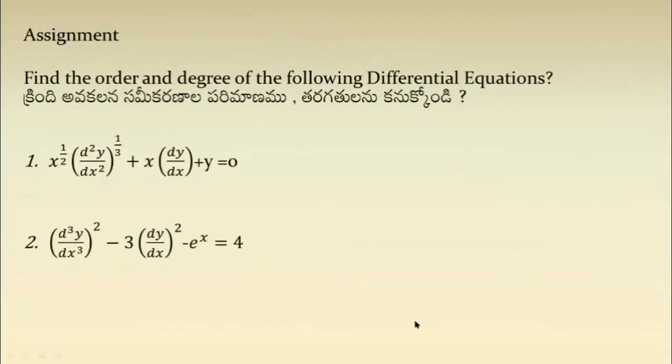Now we have some assignment. Find the order and degree of the differential equations. First example: x power half into (d²y/dx²) whole power 1/3, plus x into dy/dx, plus y is equal to 0. Second one: (d²y/dx²) plus (dy/dx) whole cubed, whole squared, minus 3 into d²y/dx², minus e power x is equal to 4.